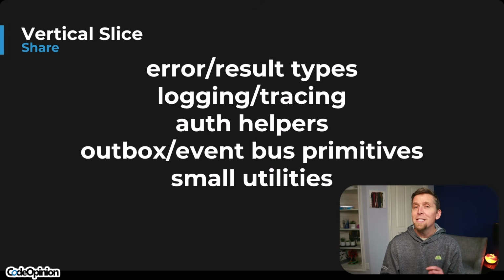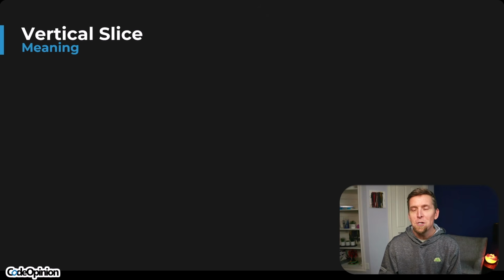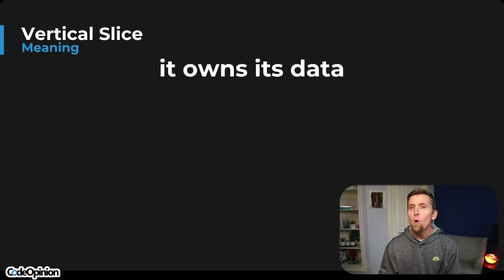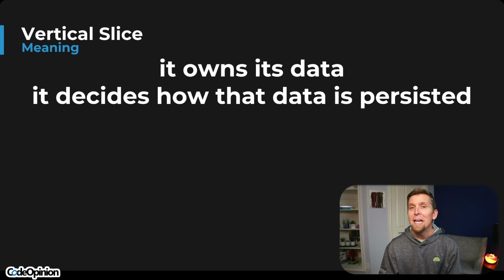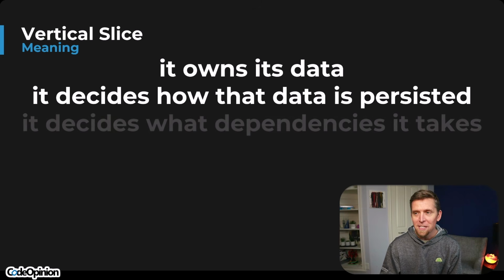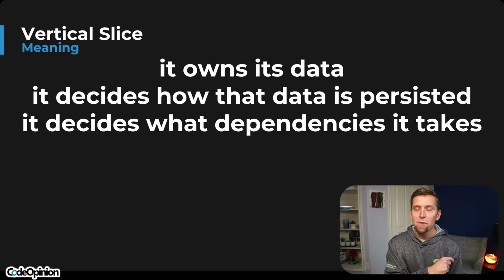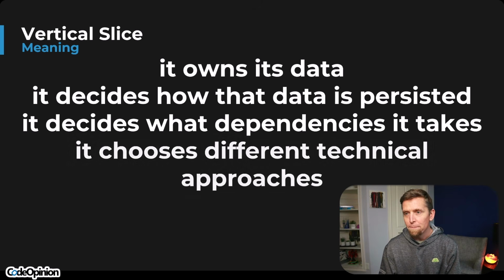You're going to be using them potentially in all or maybe just some vertical slices. But we've got to get to, what does the vertical slice own? It owns its data. That use case, that vertical slice owns its data. It owns how it's actually persisting it. And what I was getting to with that infrastructure stuff is it also depends what dependencies it takes. It can decide that. It has ownership over that. And it chooses the different technical approaches that it wants to apply per use case, per vertical slice.